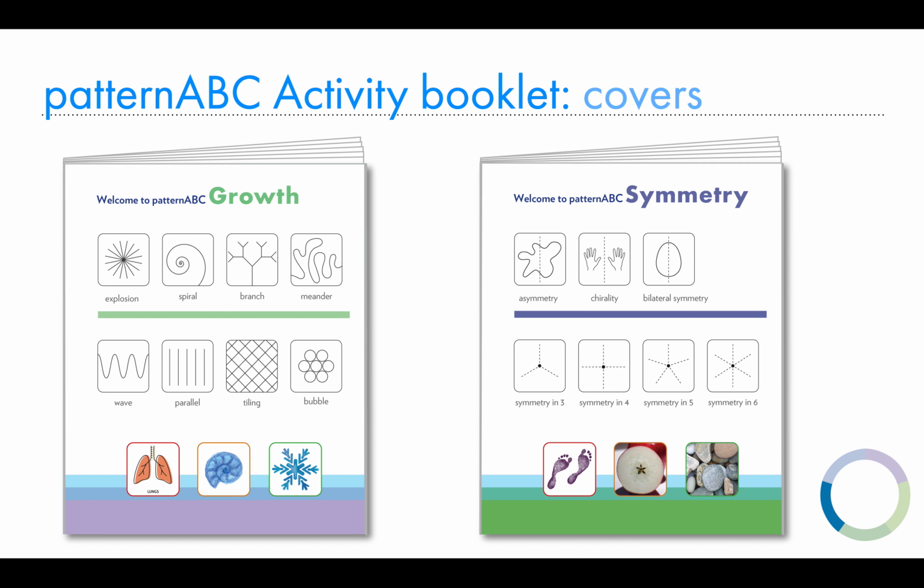So how does our user research translate into effective information design? The solution for the activity booklet is an outer cover signature for each of the main categories of the pattern alphabet and separate interior signatures for individual patterns. For example, the growth cover would come with the growth patterns inside, like spiral and branching or meander. The symmetry booklet would have chirality, bilateral symmetry, symmetry in 4, 5, 6, and more inside.